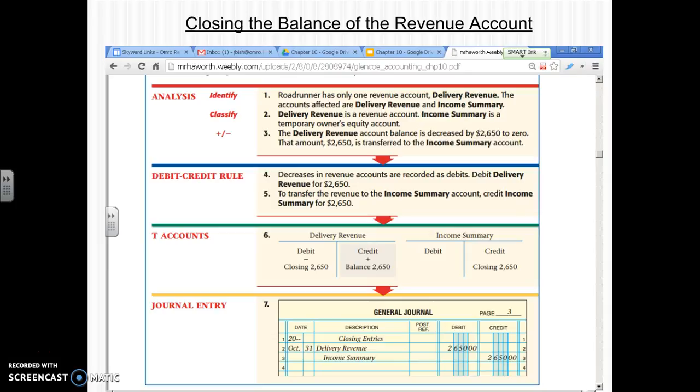If we take a look at this, this is a visual aid to help you. For example, there's the analysis, the debit and credit rule, the T accounts, and an example of what it would look like to close a revenue. So we have a delivery revenue balance of $2,650. We want to close that out and transfer the money to a temporary income summary account. So we would debit the revenue for $2,650 and credit income summary for $2,650, making the balance of the revenue account zero.